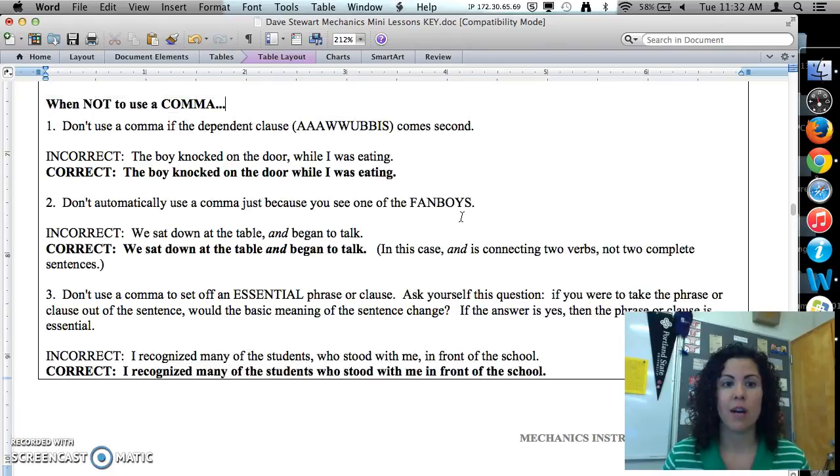So when not to use a comma. Do not use a comma if the dependent clause, those AAAWWUBBIS words, comes second, in the middle of a sentence. If you have those AAAWWUBBIS words in the middle of a sentence, they do not need a comma. Most often what I see students do is put a comma before because in the middle of the sentence. No, never necessary. I don't care what you've heard before, it's not true.